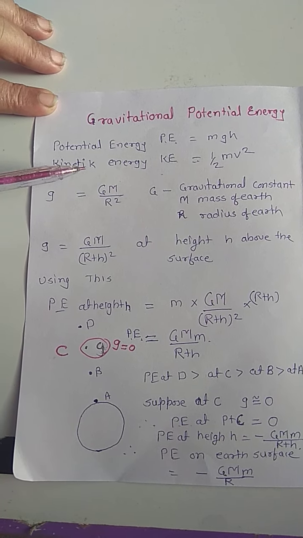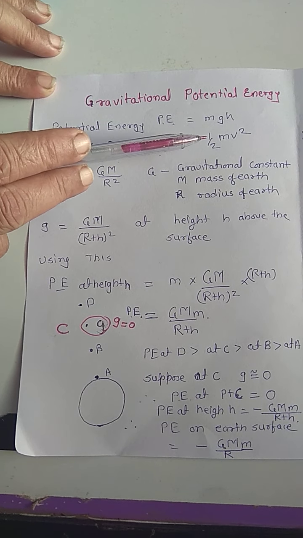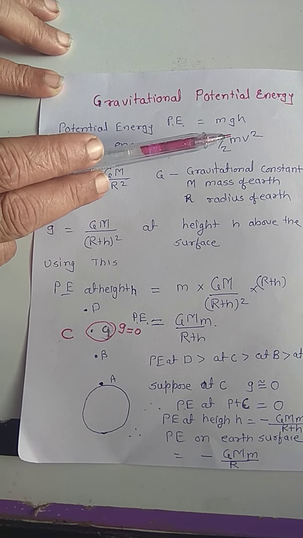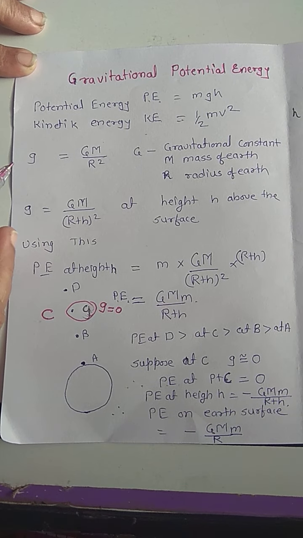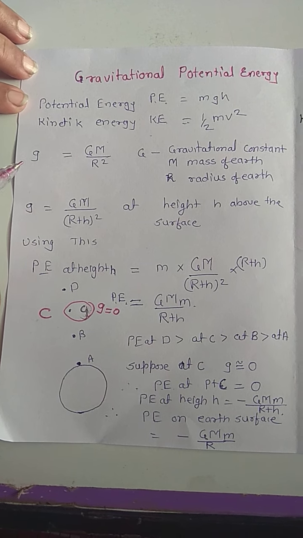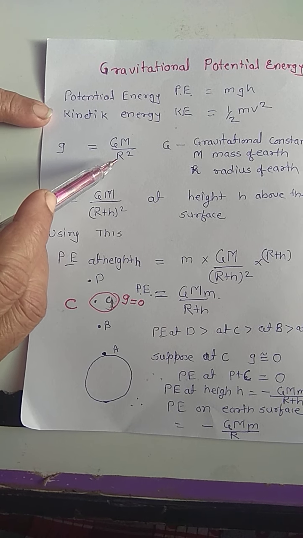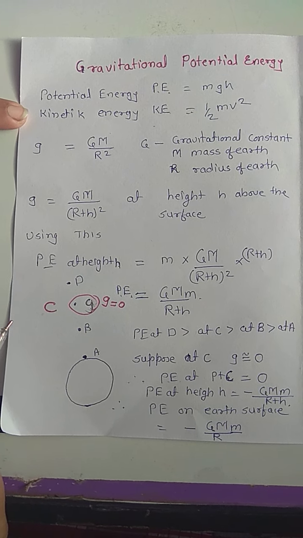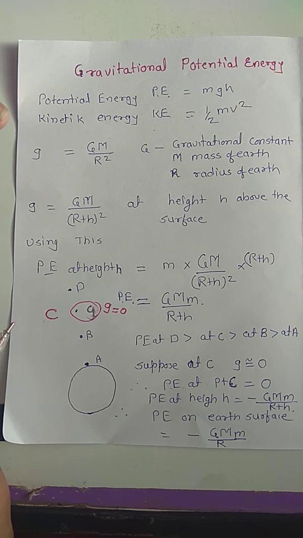Kinetic energy of any object is given by half mv square, where m is the mass of the object and v is the velocity of the object. This year, we have studied that g equals capital G, capital M upon r square, where G is the gravitational constant, M is the mass of the earth and r is the radius of the earth.